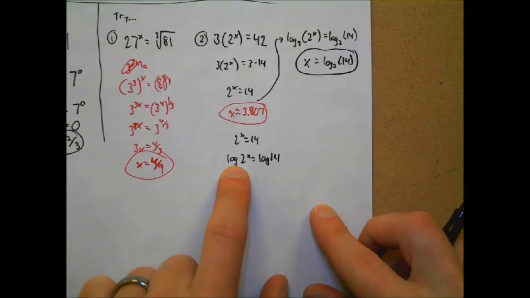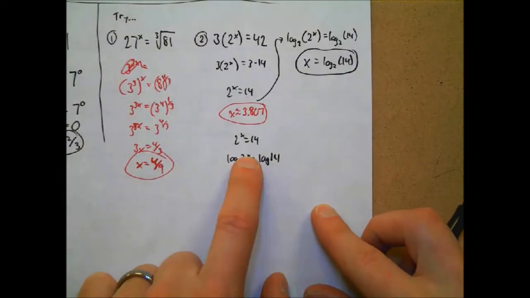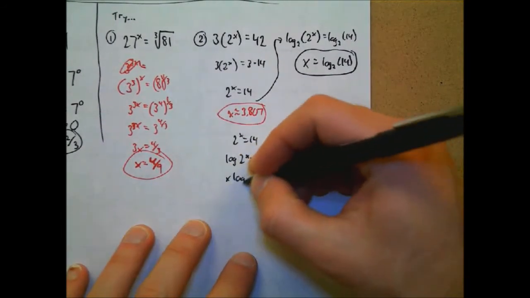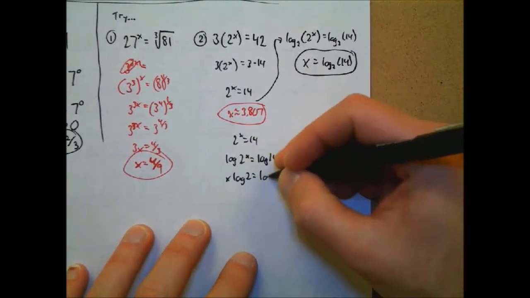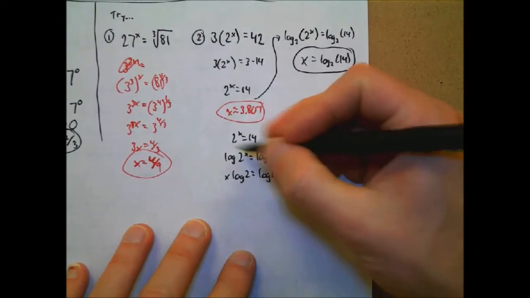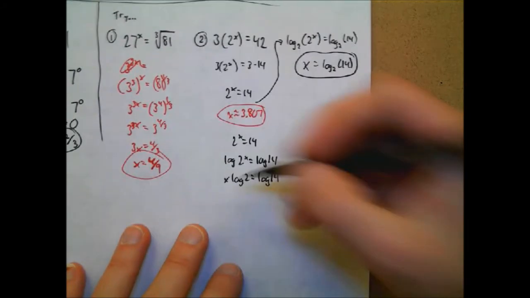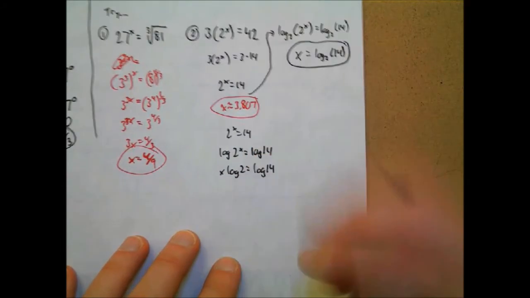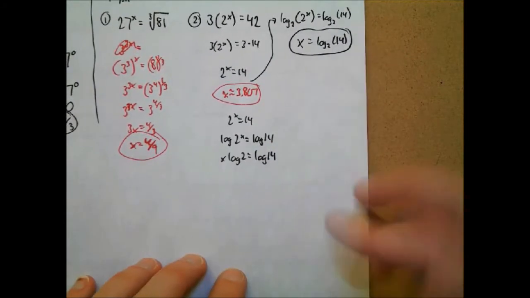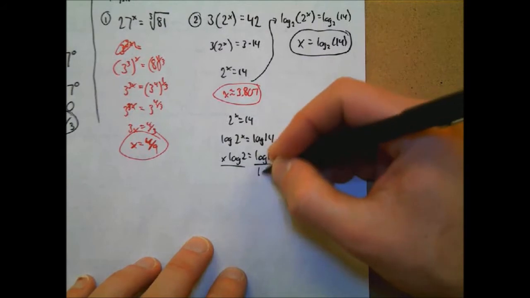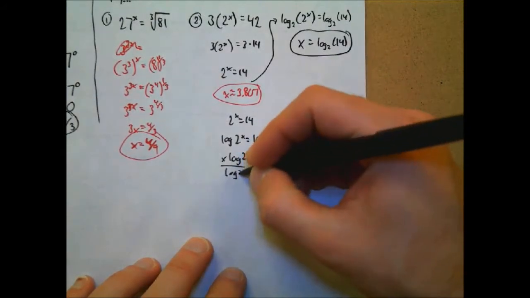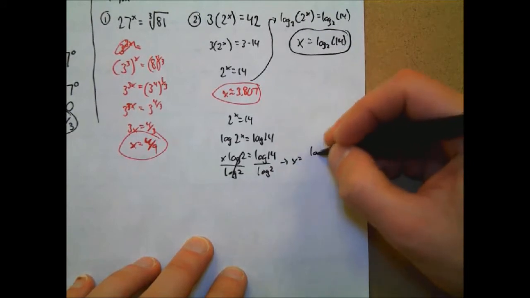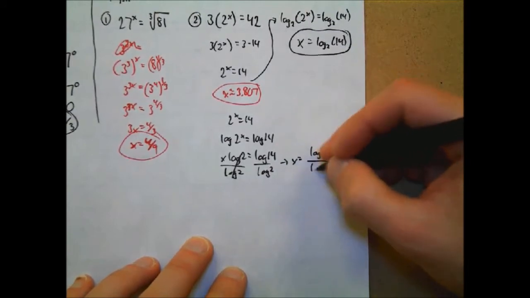Log of something to a power, I can bring that power out front and make it x log 2 equals log 14, like that, right? Bring the power out front using our properties there. And then we have x times log 2 equals log 14. So to get x by itself, what should we do to both sides here? Divide both sides by log 2. Okay, that cancels, and we're left with x equals log of 14 over log of 2.